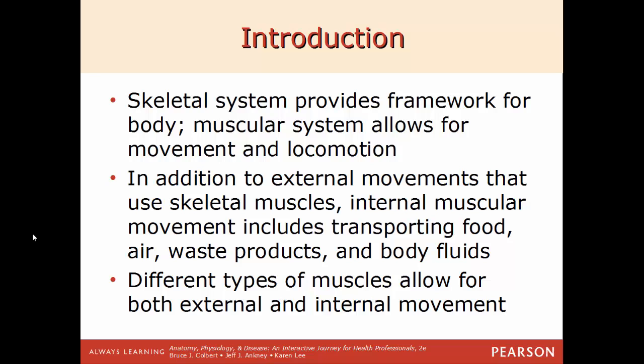Brief introduction. The skeletal system will provide the framework for the body, but the muscular system is what allows for movement and locomotion. Now, in addition to the external movements that use skeletal muscles, the internal muscular movements, such as moving food from the mouth down to the stomach and through the intestines, all of that is done through different types of muscle. Same thing with moving body fluids in general, and then waste products, moving air, and so on. And different types of muscles allow for both external and internal movement.